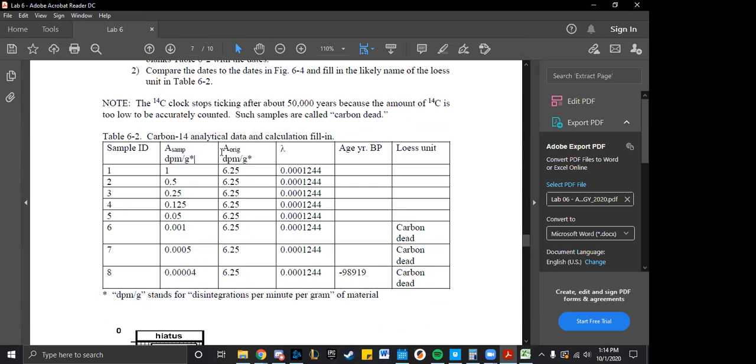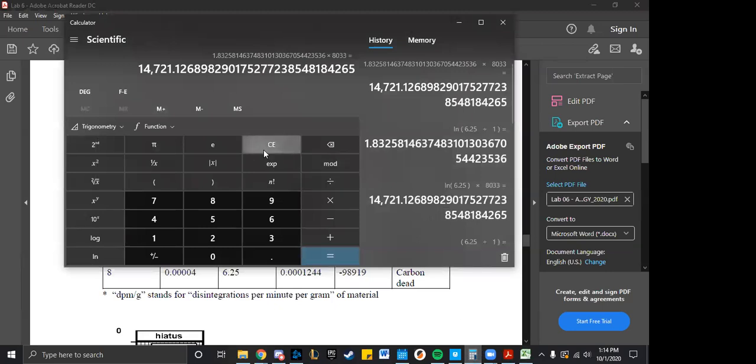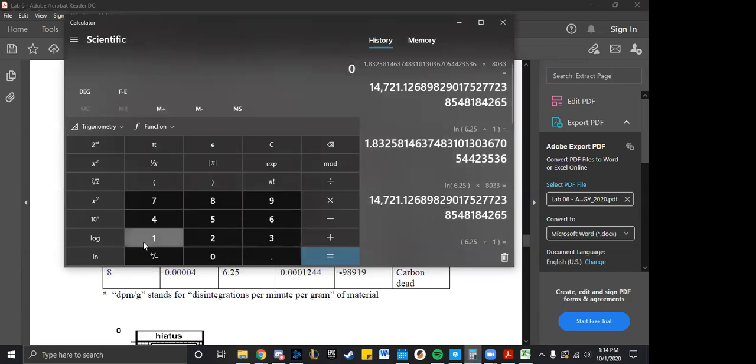So you do A origin divided by A sample. And then when you do that, if you're using the same calculator that I am, you take whatever that is, and then you do the natural log of that. Okay, so after we find that answer, we have to do the natural log. Can I ask why we have to do that? If you do it any other way, it's going to turn out wonky. Okay.